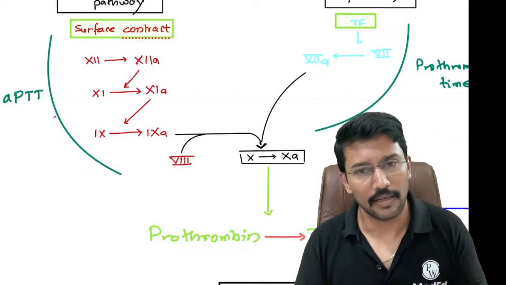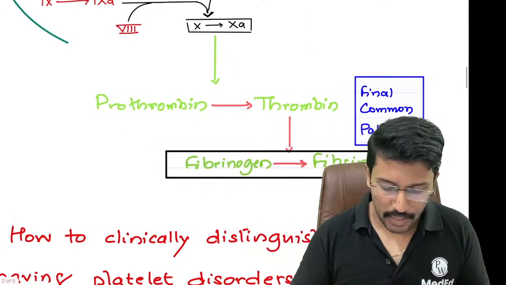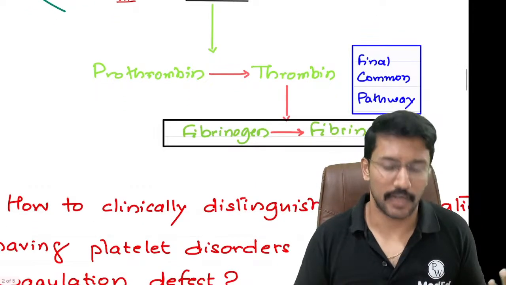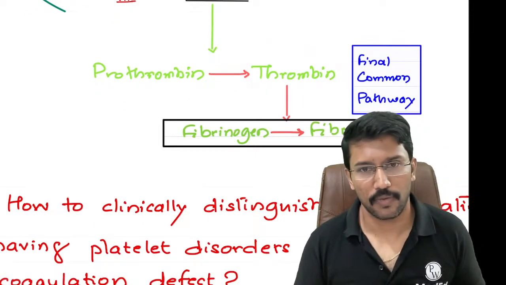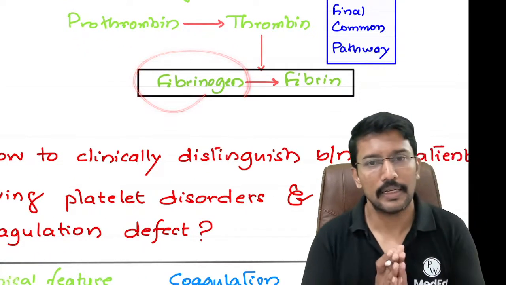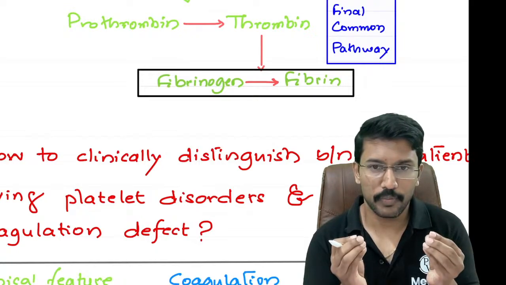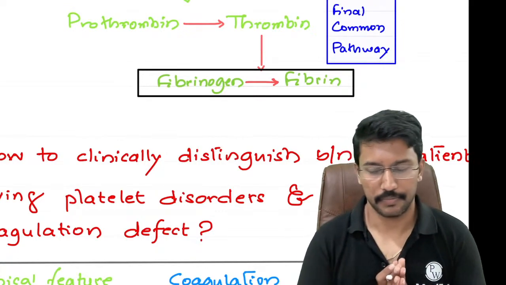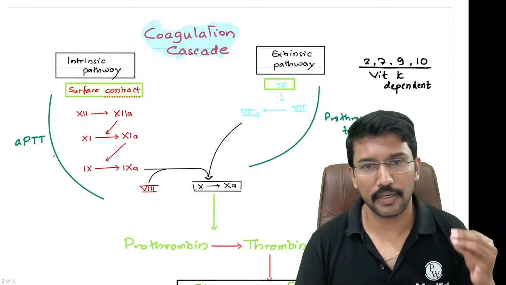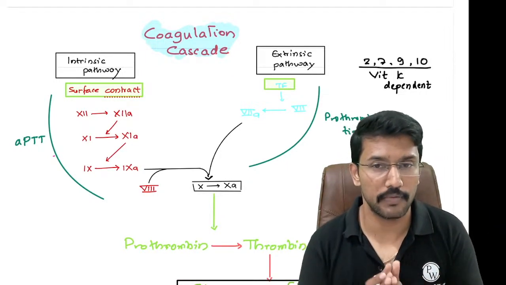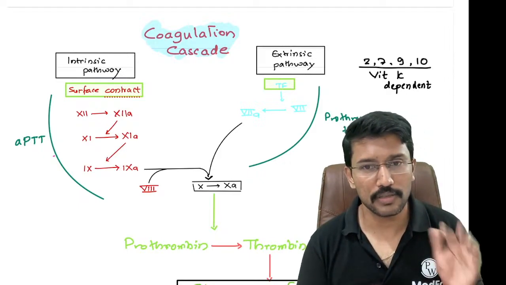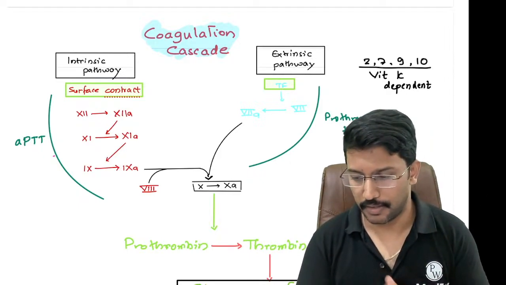aPTT will be increased. Now if I have a defect in this final common pathway, an abnormality of thrombin, let me say, or if I have inherited a mutation in the fibrin itself, a defective fibrinogen, in such cases what will happen? Both prothrombin time and aPTT will be elevated, right? So in intrinsic pathway defects, aPTT will be elevated; extrinsic pathway defect, PT will be elevated; common pathway defect, both will be elevated. Platelet disorders, it is the bleeding time that will be elevated.